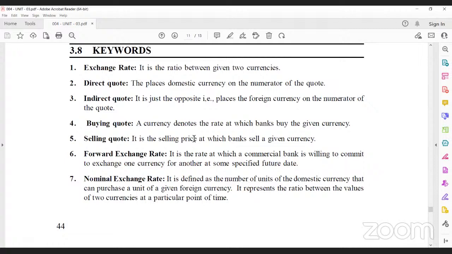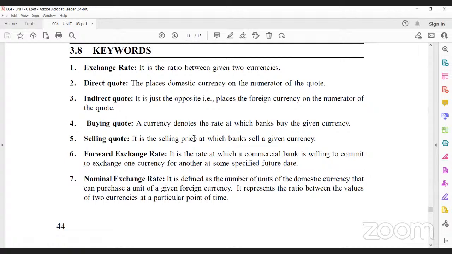Next, direct quote. What is direct quote? It is a domestic currency on the numerator of the quote. The numerator, the upper part of the quote, is referred to as direct quote. And indirect quote is just the opposite, placing the foreign currency on the numerator of the quote. Direct quote is about domestic currency, whereas indirect quote is about the place of foreign currency.